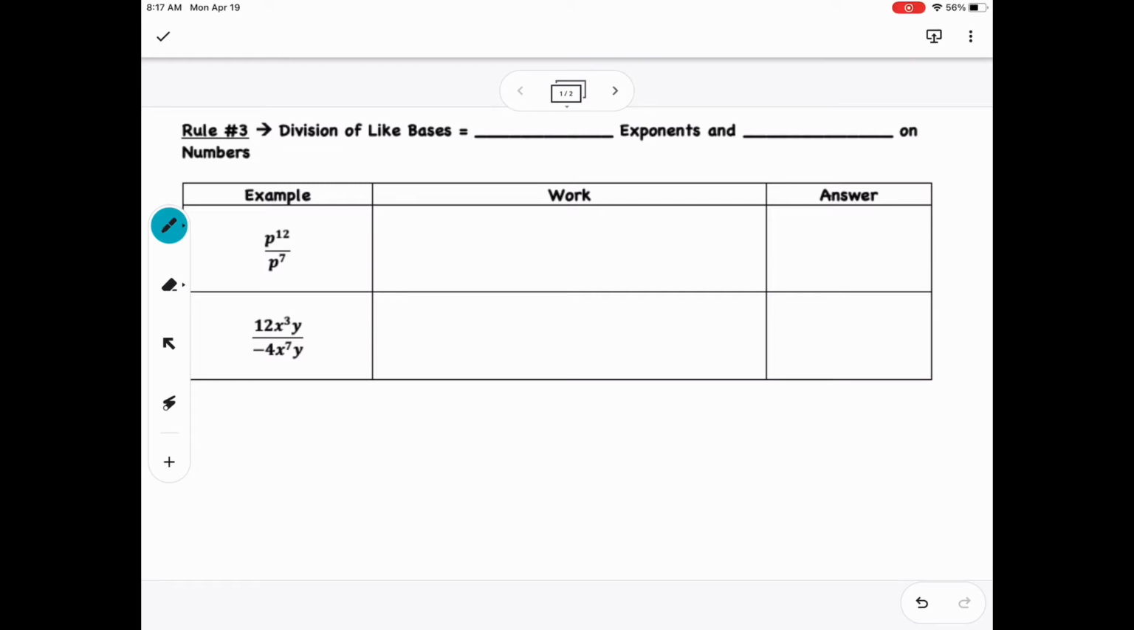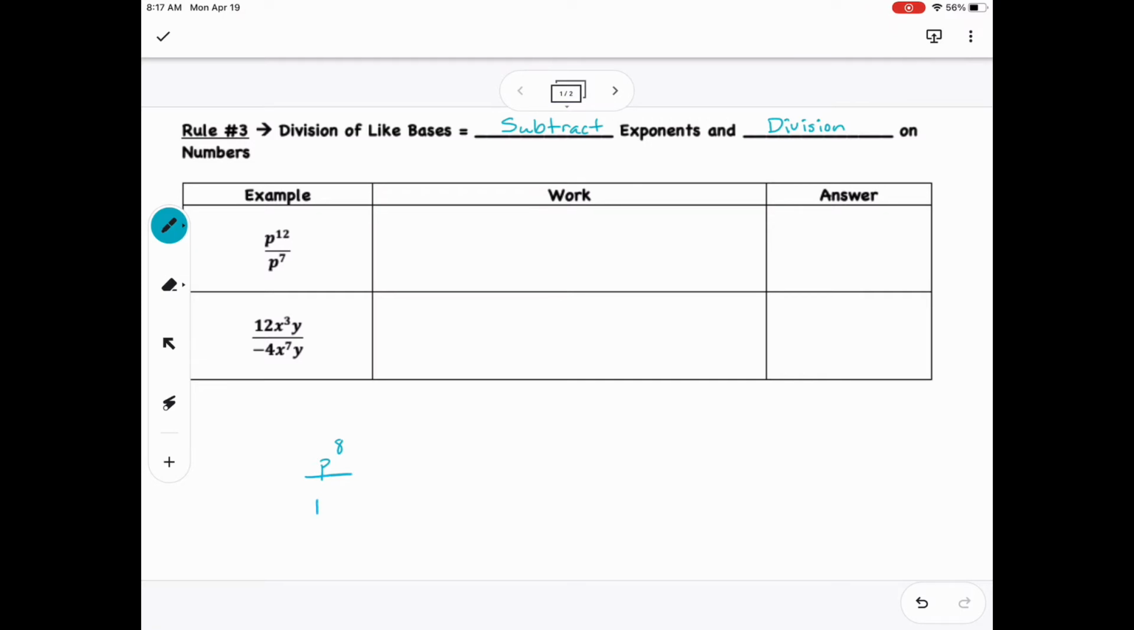Today's lesson is over rule number 3 for learning target 1. Here we'll be talking about the division of like bases, and so that means that we will subtract the exponents of like bases, but when we're dividing numbers, we'll just use division with those numbers. So remember not to subtract, like in the example where we have 12 divided by -4.